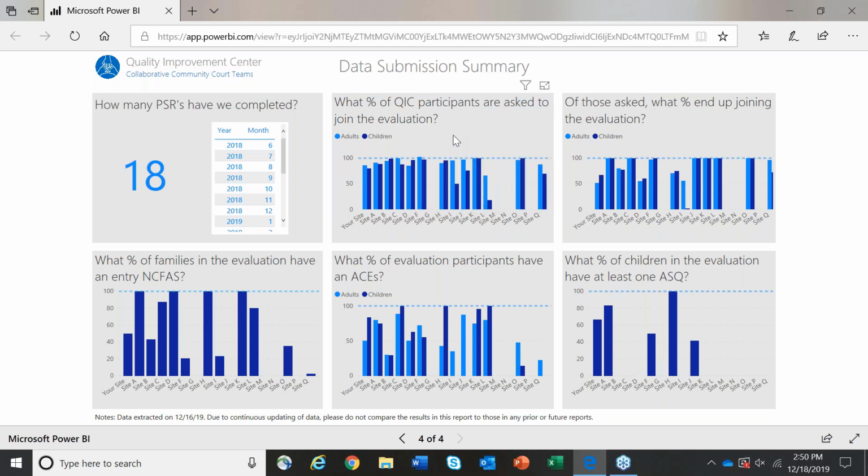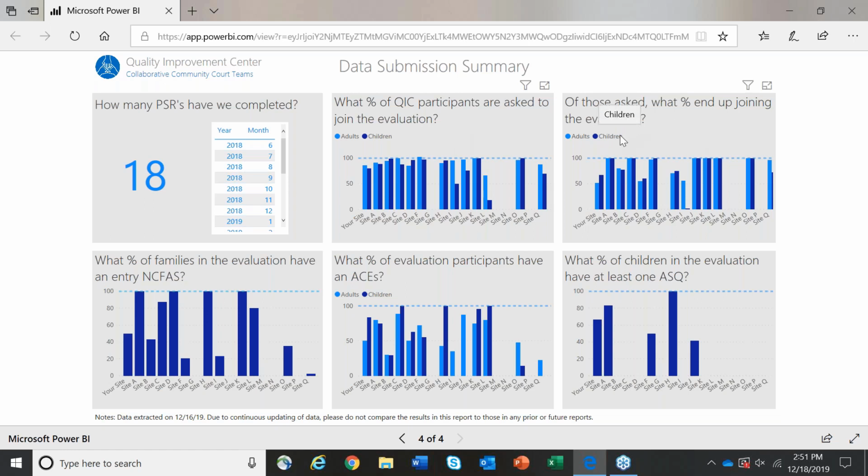So this is one graphic that we are actually looking for sites to be pretty close to 100% on. If you're not, it may not be possible to necessarily catch up. There may have been a period where you could not get ROIs for some reason, and some of those folks may have discharged. But if your percentages are lower, it's a good thing to talk to your evaluation liaison about and see what could be done at this point to maximize this going forward.